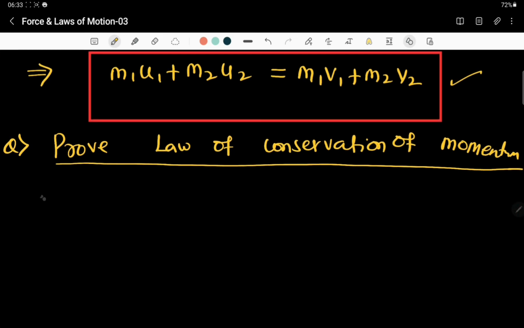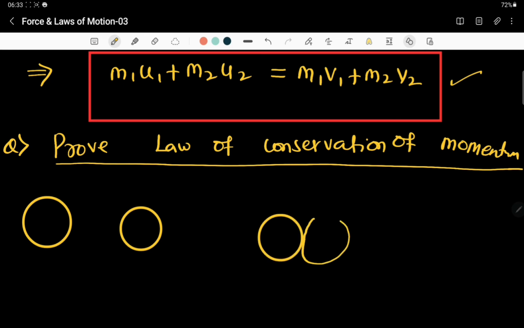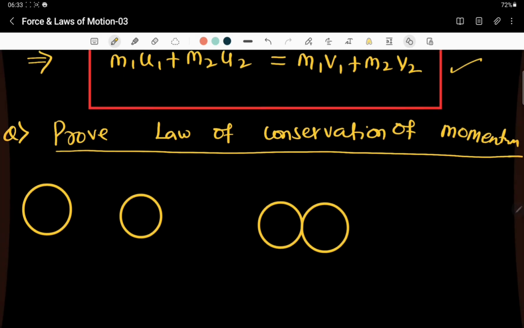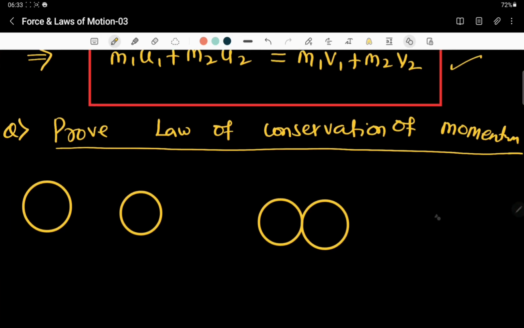For example, here is the first body. This first body is having mass m1, and this is a second body, having a mass m2, and these bodies will collide with each other. In collision some action and reaction will happen, then those bodies will get separated and start to move with their own velocity.